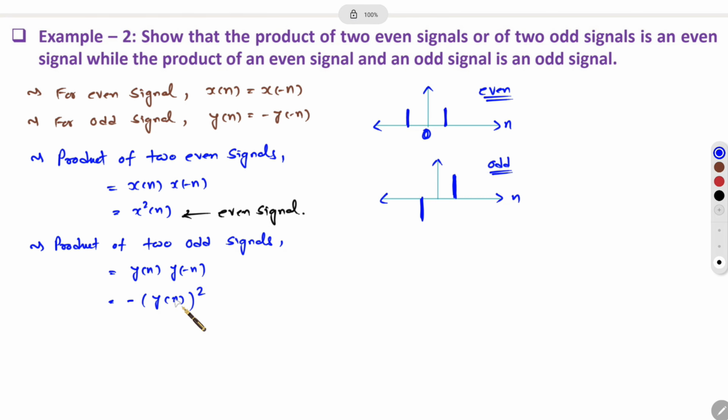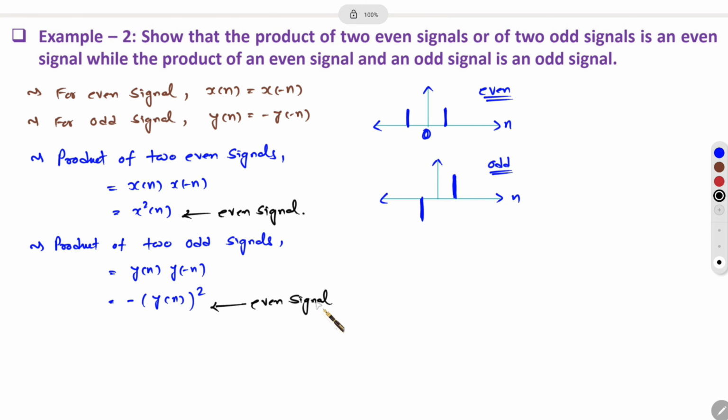And an even signal multiplied by a minus sign will also be an even signal only. If you have this even signal and multiply minus with this, there will be negative amplitude, but it will be even. So this multiplication is also an even signal.